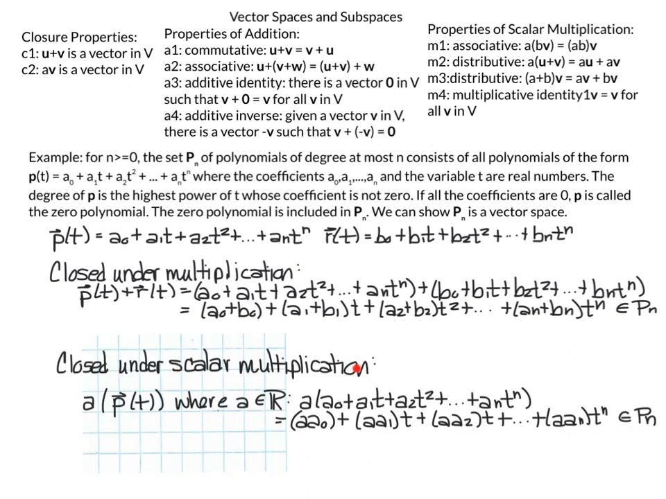Showing closure under scalar multiplication is similar. If I have a scalar a, a real number, times my polynomial p, plugging in the form of polynomial p, I can see that when I multiply everything out, I'm going to have a scalar plus a scalar times t plus a different scalar times t squared, up to another scalar times t to the n. So I still have a polynomial of degree n or less.